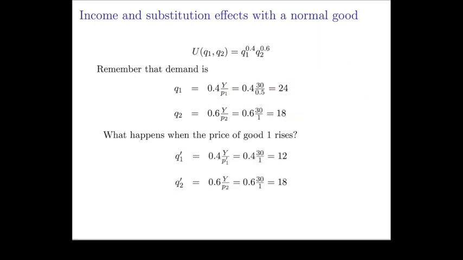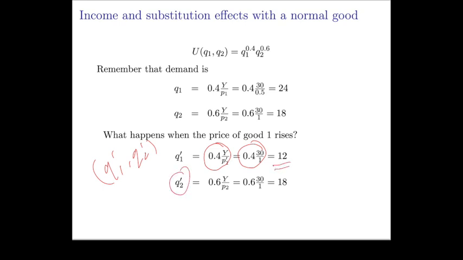What happens when the price of good 1 goes up? Well, you're going to demand this bundle Q1 prime, Q2 prime. So what's the new demand? Again, your demand for good 1 is 0.4y divided by the price of good 1. But now the price of good 1 is 1 instead of a half. So we plug that in here. So 0.4 times y, which is 30, divided by p1 prime, which is 1, and we get 12.